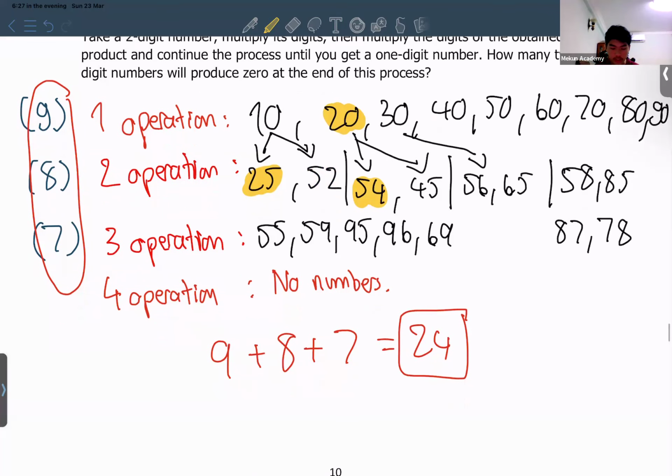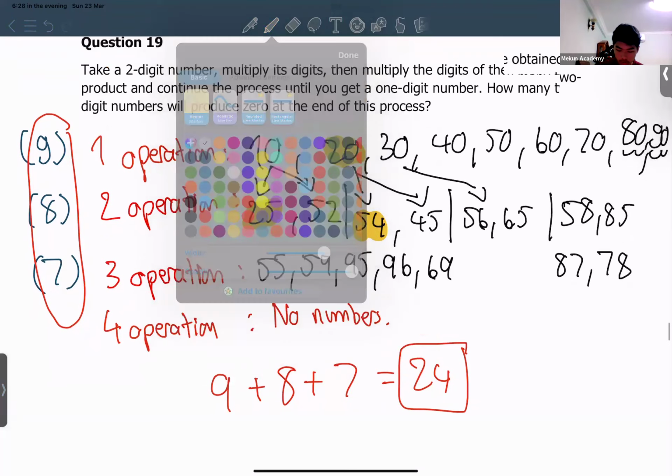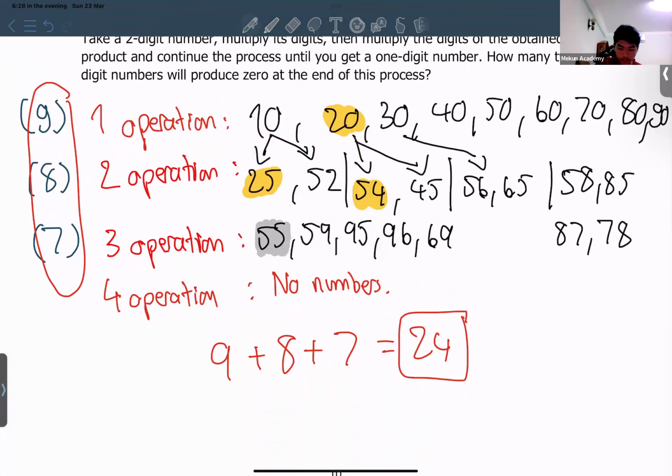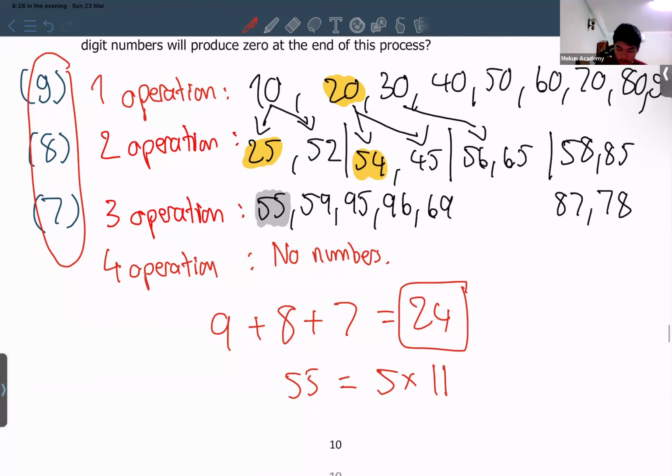So for four operations, you need to look at the three operation numbers. The first one, which is 55. 55 equals 5 times 11. 5 times 11 is three digits. If you put it together, it's a three-digit number, so you cannot use it. 59 is a prime number, so it's only 1 times 59. You cannot do it. 95 equals 19 times 5. It's a three-digit number. So it's the same thing for the rest.